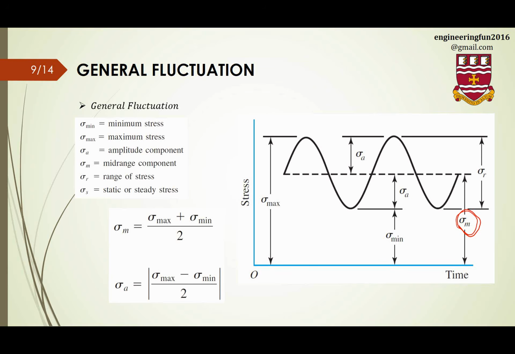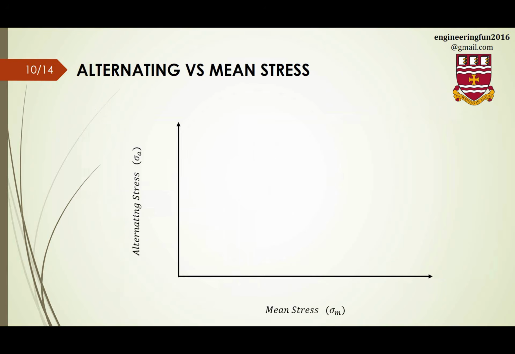The second one is the amplitude of this oscillation, which can be found from the absolute value of the difference between maximum and minimum stresses divided by 2. So these two parameters, mid-range stress or average stress and alternating stress or the amplitude of this fluctuation, are important for us, and we can get them based on these equations. Once we get these two, we need to plot alternating stress versus mean stress or mid-range stress.